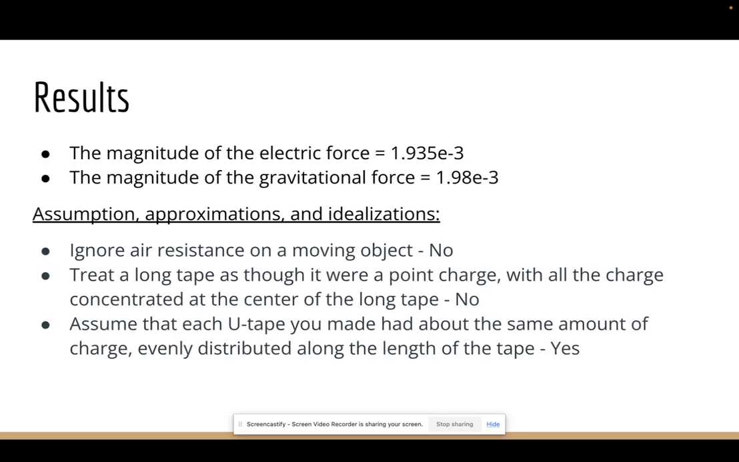And the results, as discussed earlier: the magnitude of the electrical force was 1.935 to the negative third, and the magnitude of the gravitational force was 1.98 to the negative third. So the assumptions, approximations, and idealizations that we need to take into account is only the last one, which is to assume that each U-tape you made had the same amount of charge evenly distributed along the length of the tape.